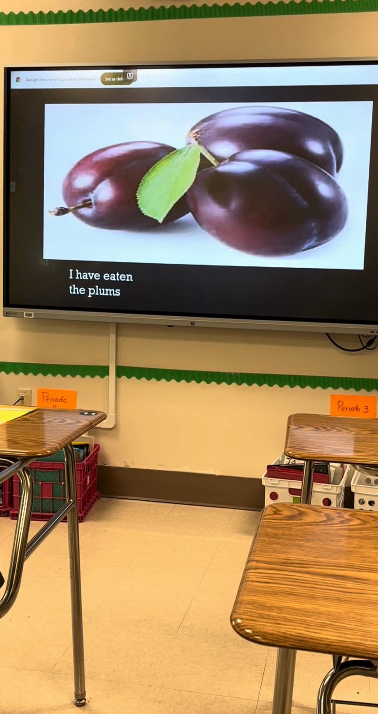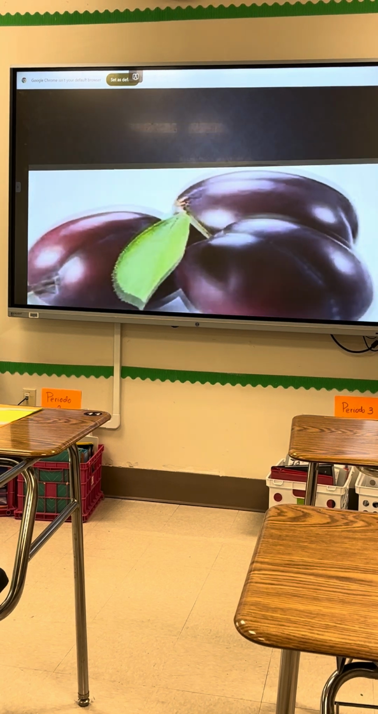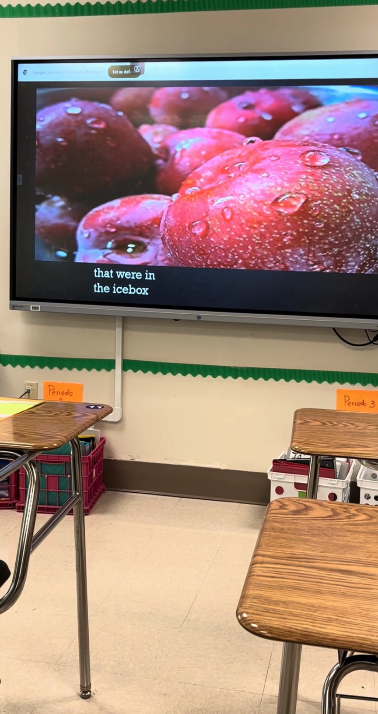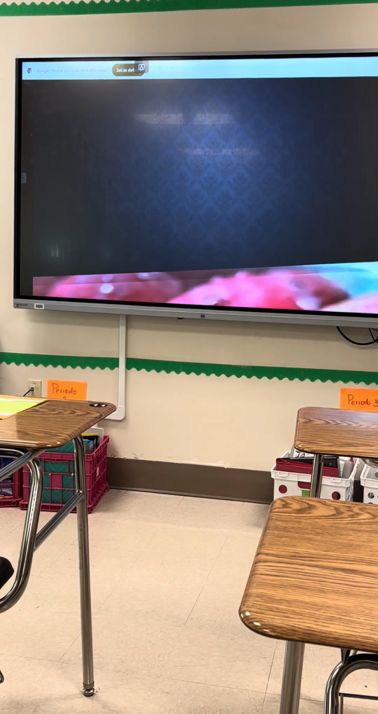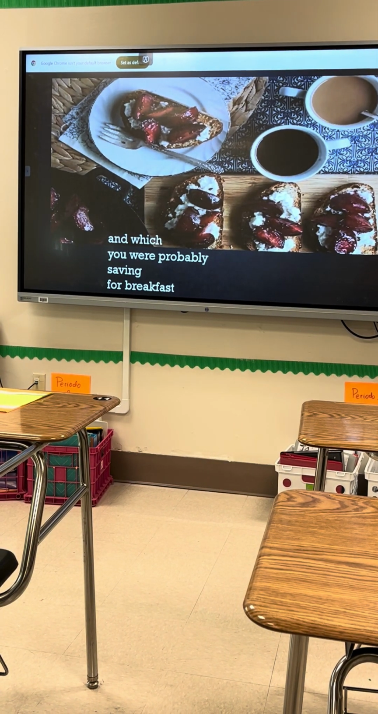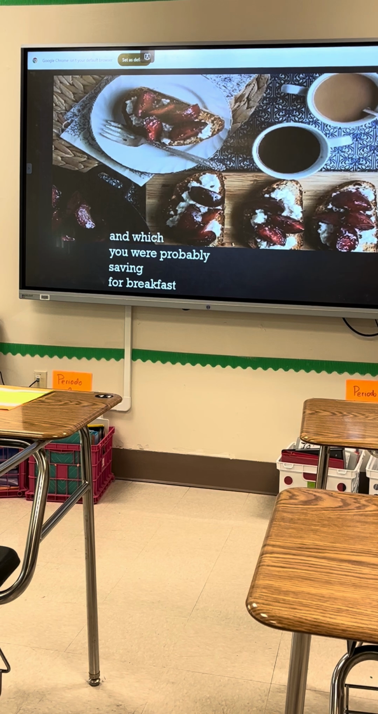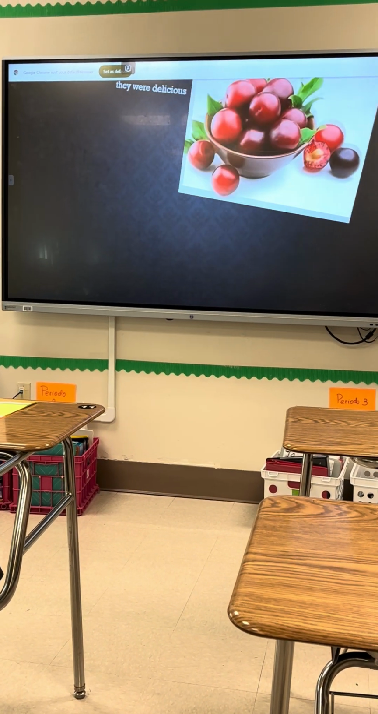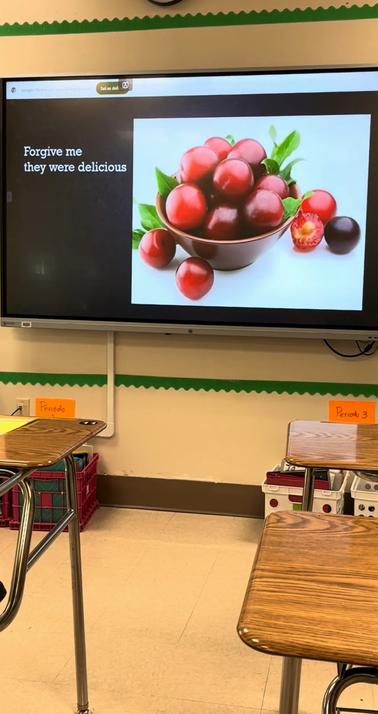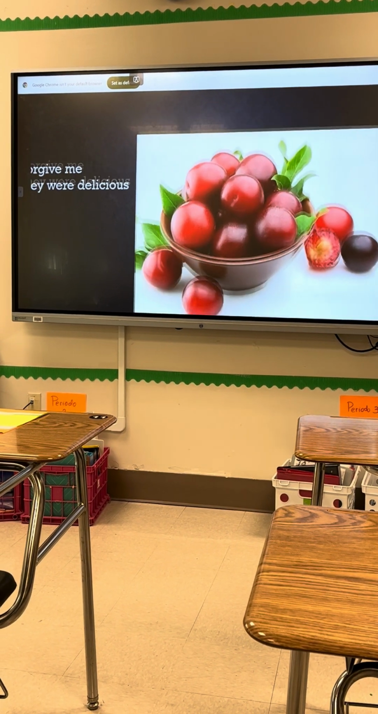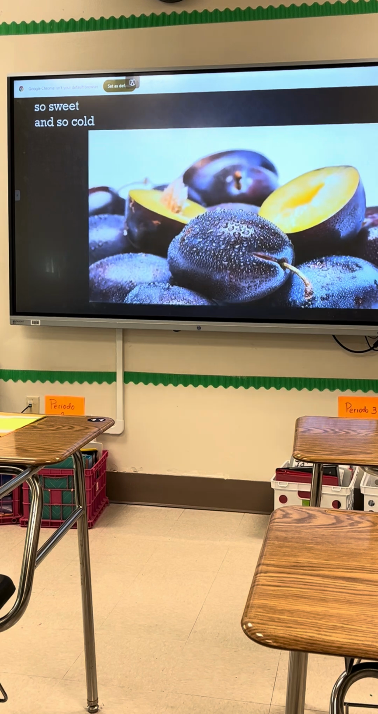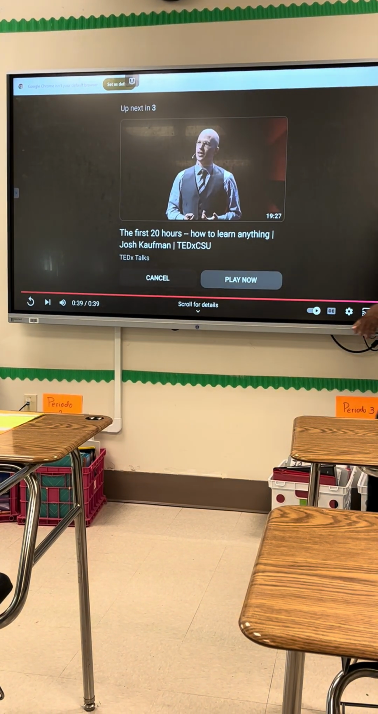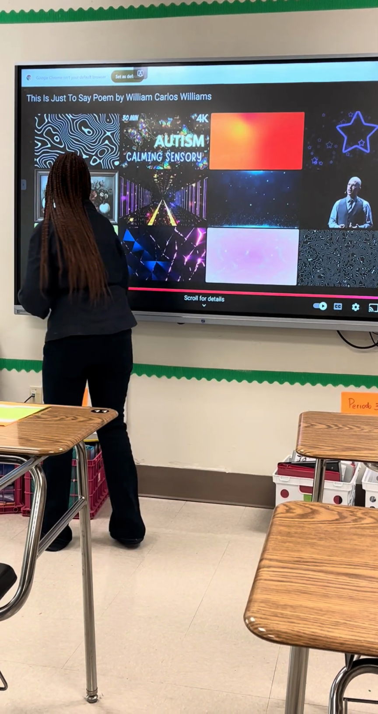This is just to say, I have eaten the plums that were in the icebox, and which you were probably saving for breakfast. Forgive me, they were delicious. So sweet and so cold.